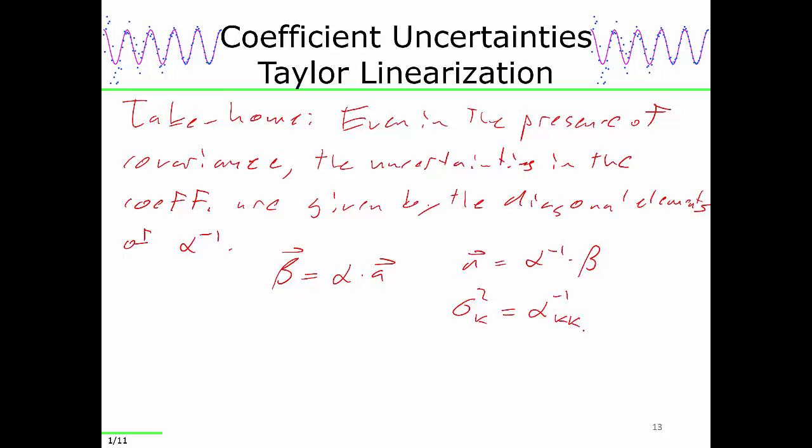Now, what if you have covariance? That's when the off-diagonal terms are non-zero. Well, it'll turn out that that's fine. This still works just fine in the absence of covariance. What we can't do is say that alpha inverse kk is 1 over alpha kk. That goes away. But we can still calculate alpha inverse, and this still holds.